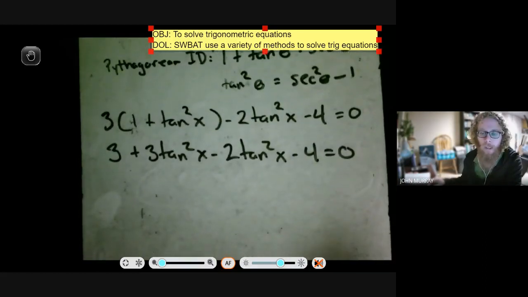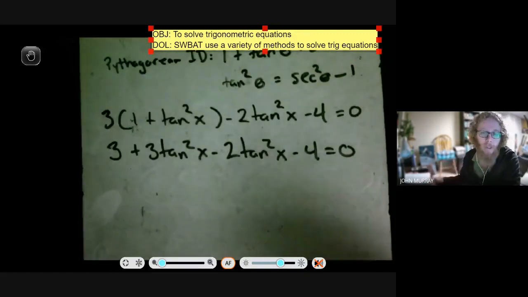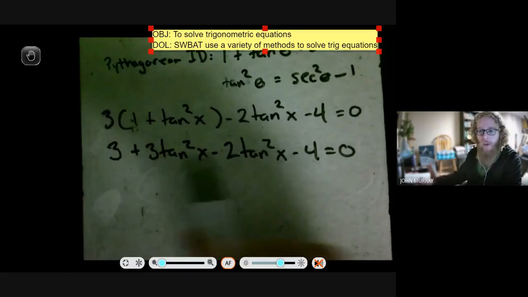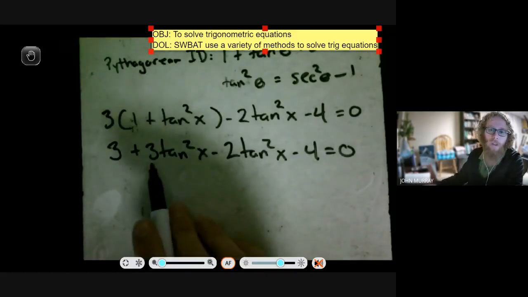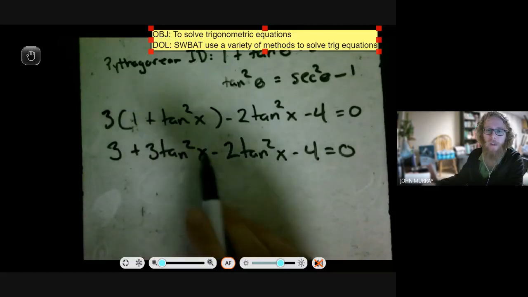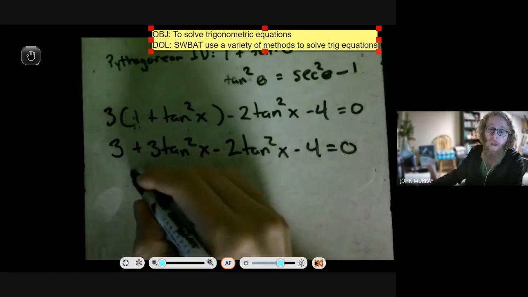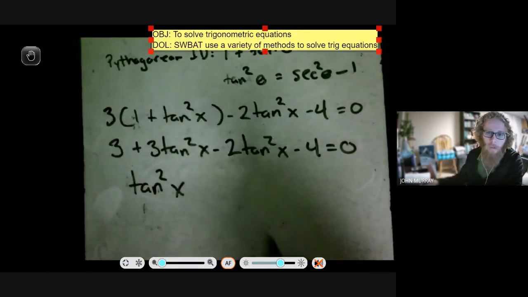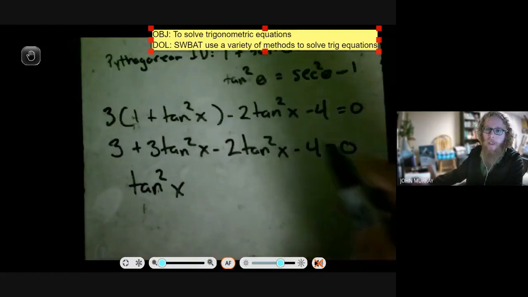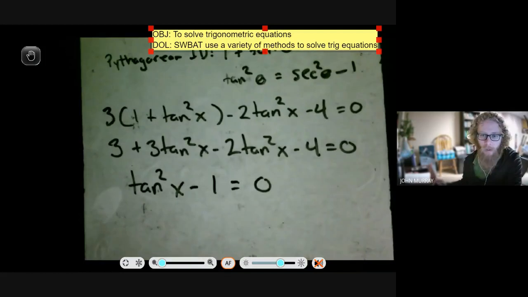And now we simplify. Because both of our tangents are squared, I can combine like terms with that. And I also have these constant terms, the 3 minus 4. So first, let's take a look at the tangents. I have 3 tangent squared minus 2 tangent squared. So 3 minus 2 is 1. So that just leaves me with a tangent squared of x. And then I have 3 minus 4. That combines to negative 1.